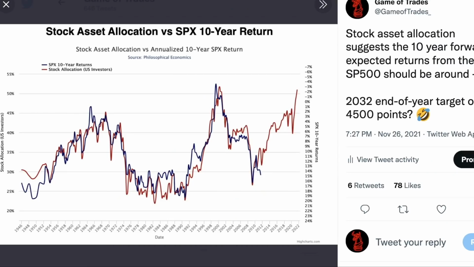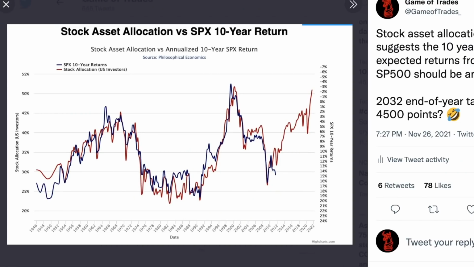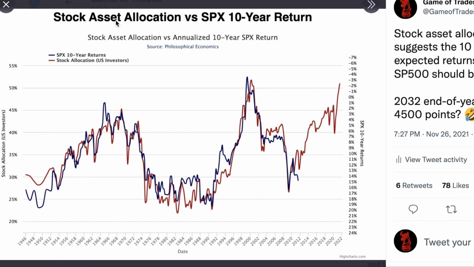This is a post that we made on Twitter a while back. It shows you the stock market allocation compared to the S&P 500 10-year return. So that blue line here shows you the 10-year return. So it stops in 2011 here. Why is that? Because we're in 2021. So if we want to have the 10-year return of the stock market of 2012, then we'll have to wait till we're in 2022 to know how far up stocks went. That's why we have this delay of the 10-year return.